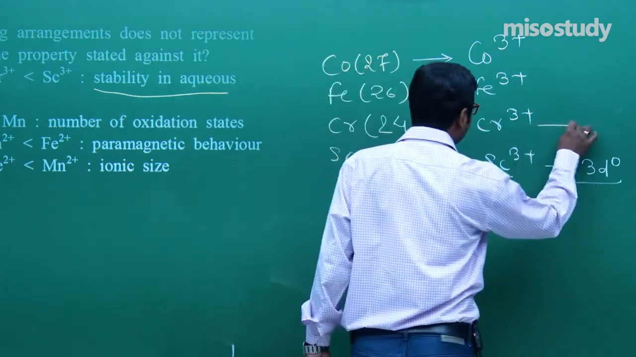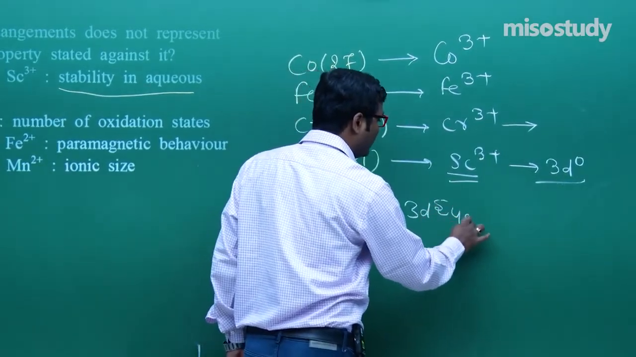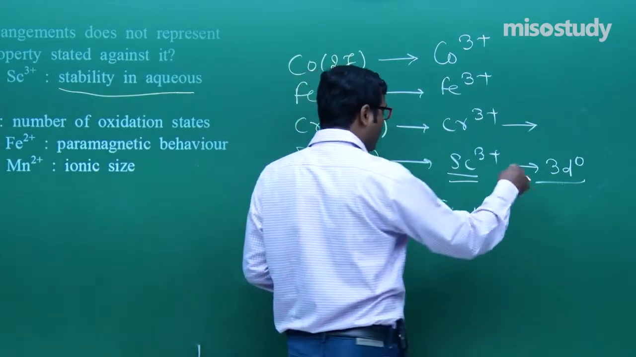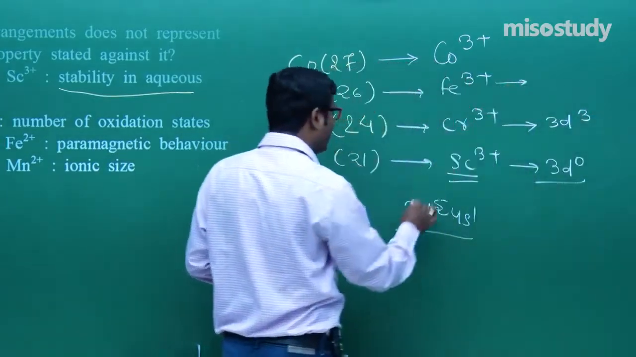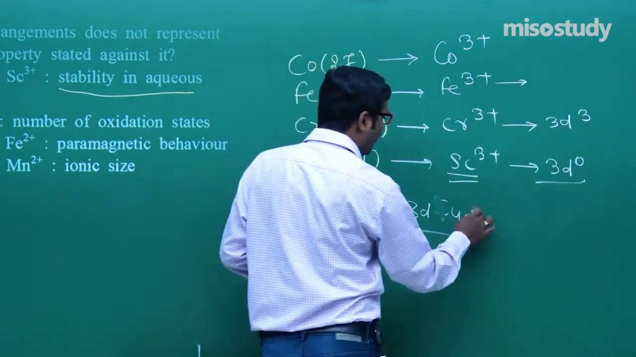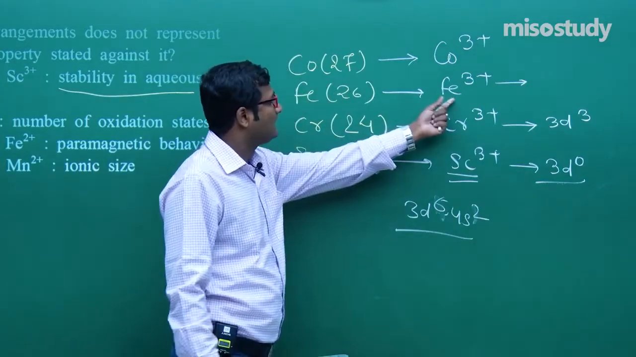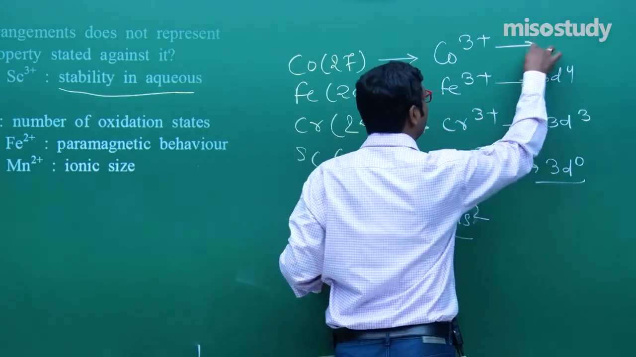In the case of chromium 3+, as we know, chromium has electronic configuration 3d5 4s1. So if it loses 3 electrons, then what will happen? That is 3d3. If I talk about iron, it has electronic configuration 4s2 3d6. If it loses 3 electrons, then what will happen? The electronic configuration is finally 3d4.